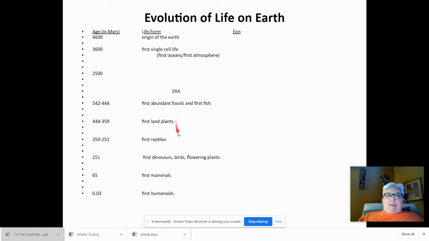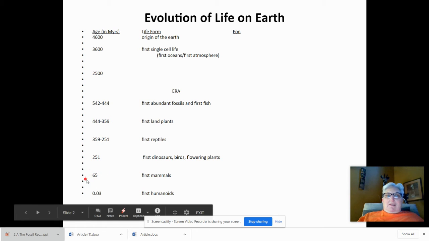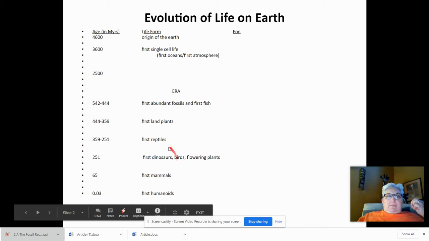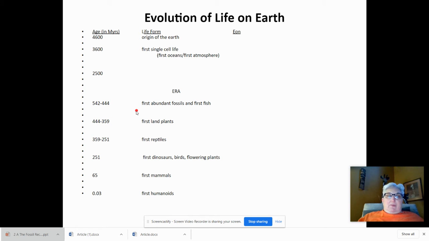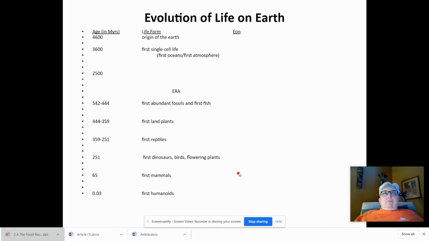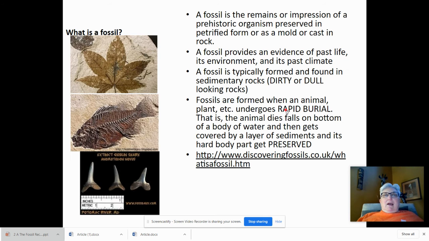And we get into different eras, and you can see it's only been 65 million years that mammals have been here on the Earth. Those are the oldest fossilized remains that we've managed to find. You can see much older, of course, fish, plants, reptiles, amphibians. And then it's only been about 300,000 years that the first humanoids, our most recent relatives, have been here on Earth.